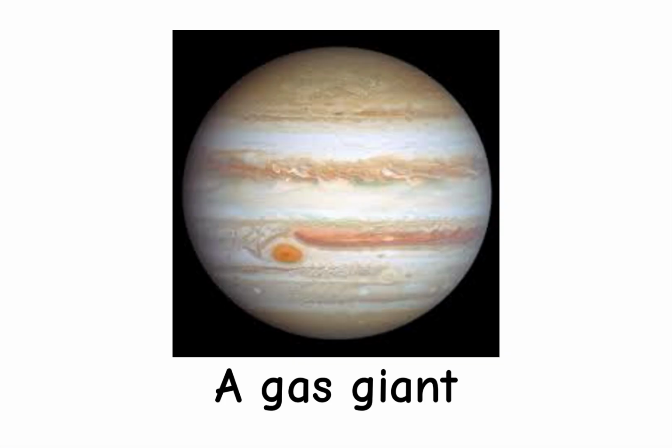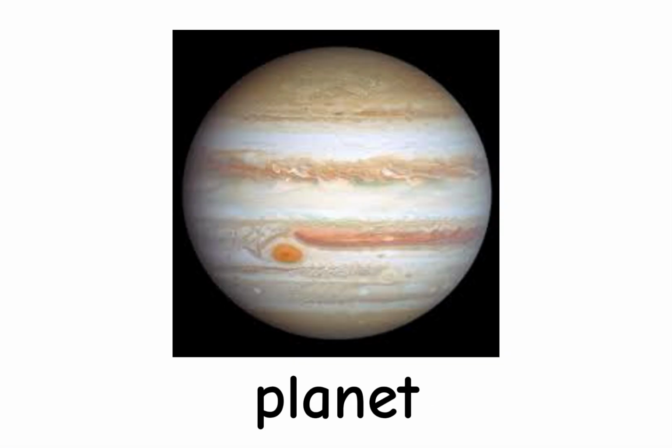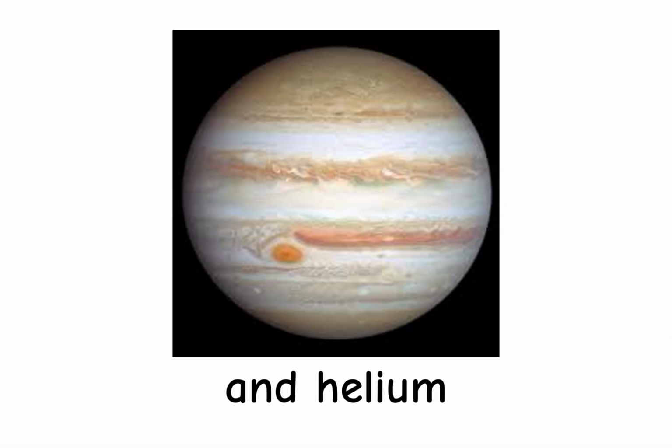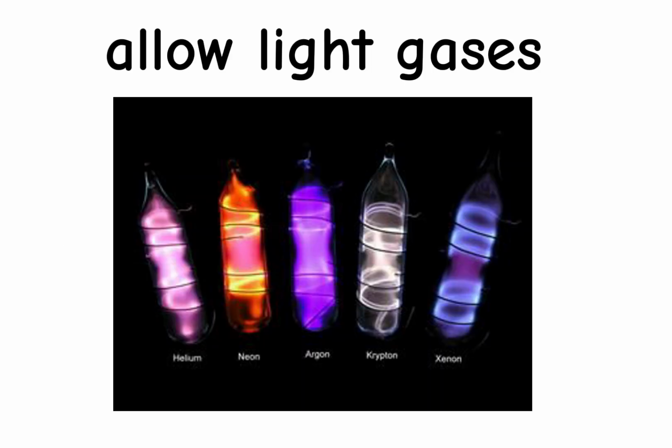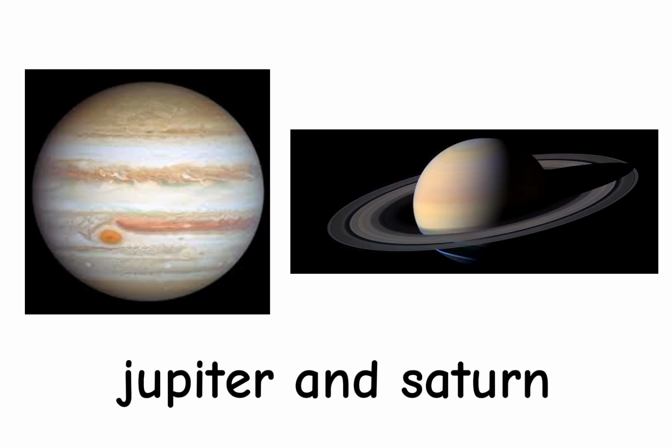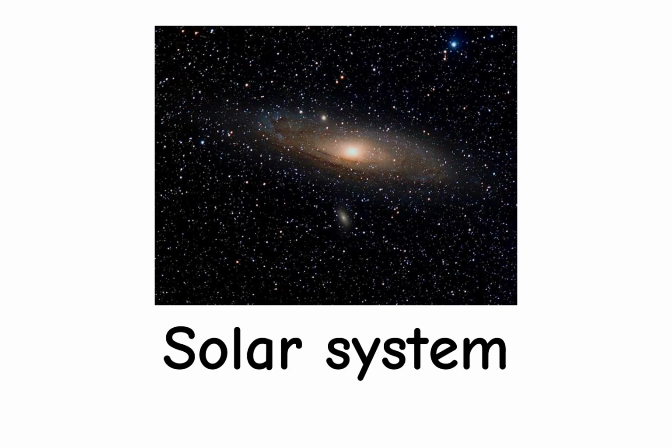Gas giant. A gas giant is a massive planet made mostly of hydrogen and helium rather than rock. These planets form farther from their stars, where colder temperatures allow light gases to gather in huge amounts. Jupiter and Saturn are the classic examples in our solar system.